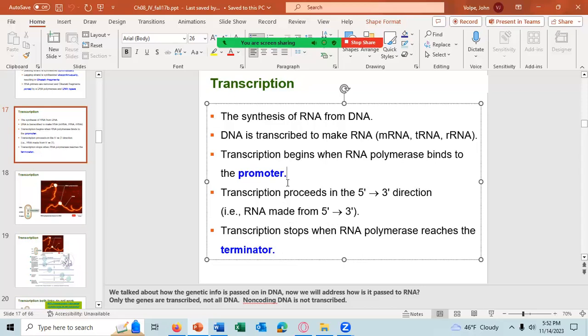So before a gene, we have a region of DNA we call the promoter, and that's where the RNA polymerase binds to the DNA. And then the RNA polymerase moves down the DNA, transcribing the gene until it reaches the terminator. And obviously the terminator is at the end of the gene, and the terminator codes for the RNA polymerase to fall off the DNA. And that will stop transcription.